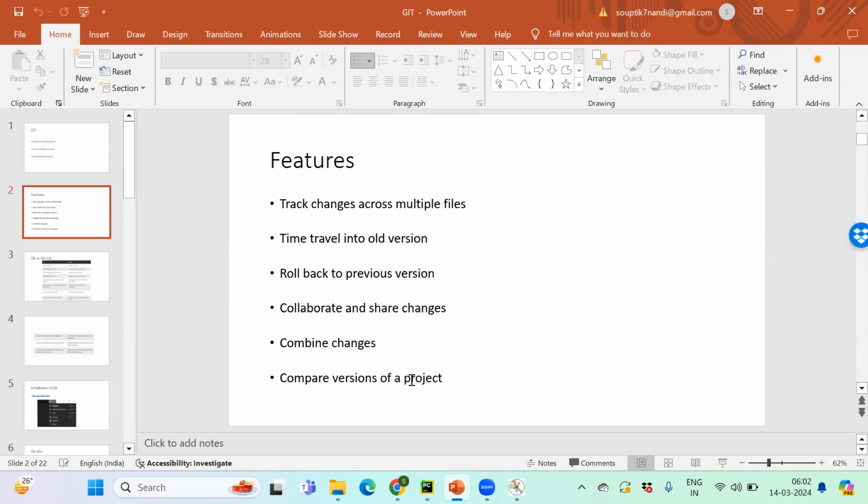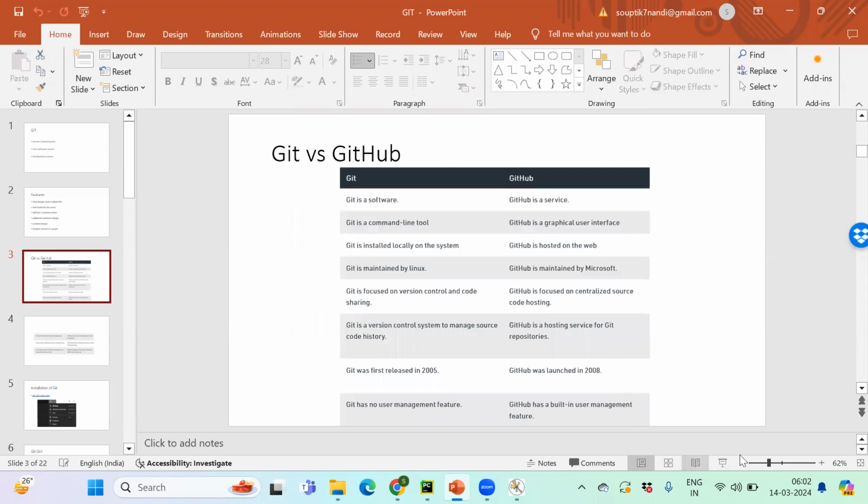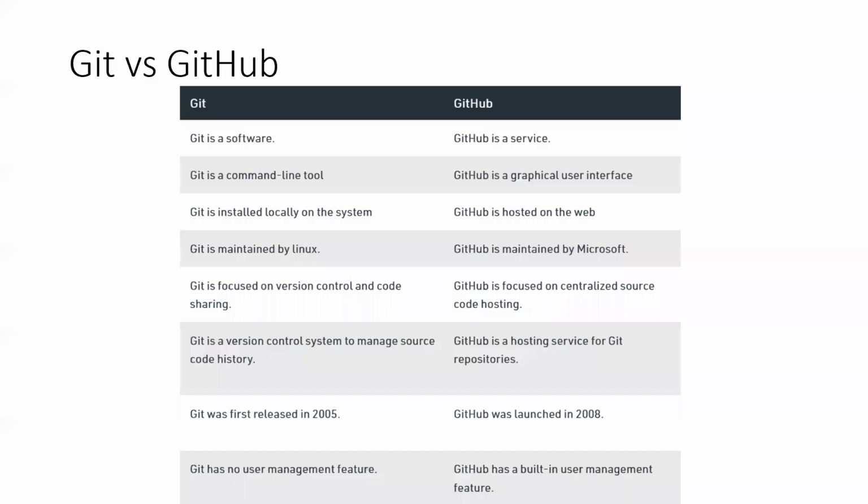Now the next important topic is Git versus GitHub. Let me maximize this. I think most of us have heard about what Git is and what GitHub is, but what is the main difference between them? Git is the main software, and GitHub is a service on top of this Git software.